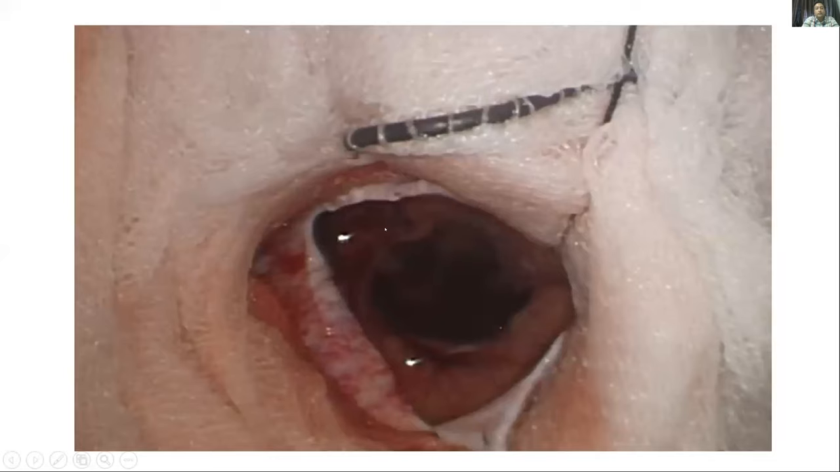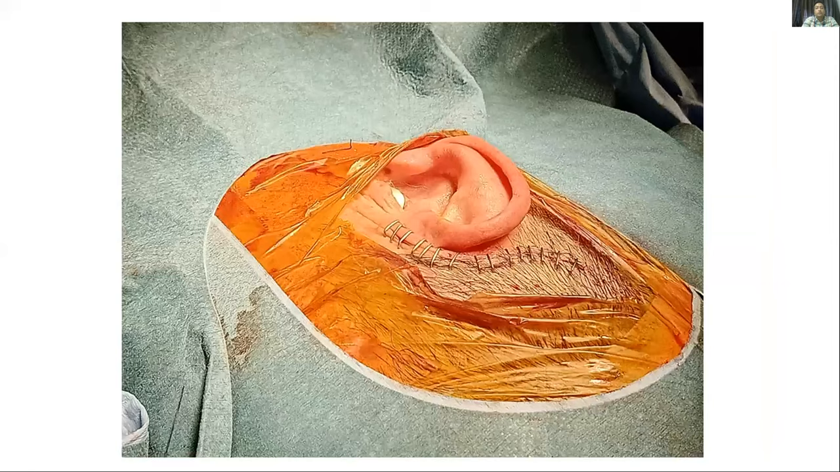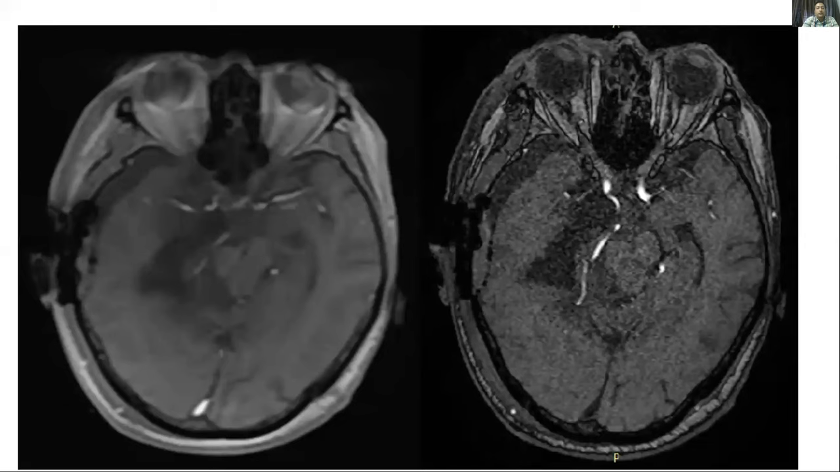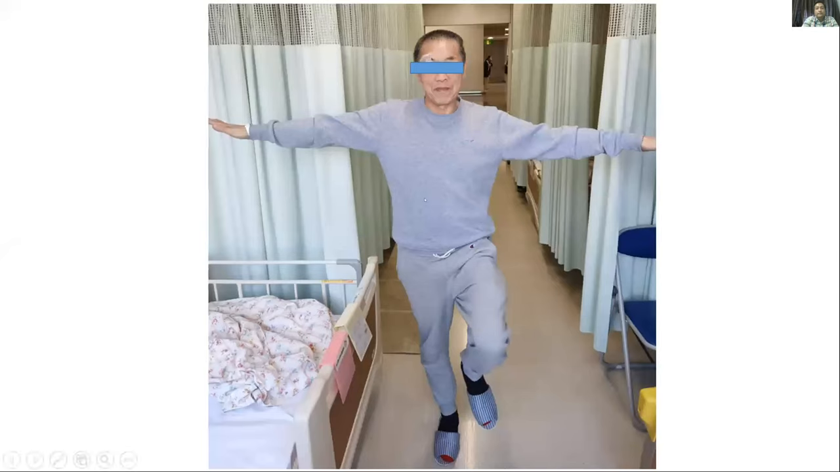And this is at the end of the procedure through that side, the closure part, and this is the post-op CT. The midbrain, which was being pushed medially as well as posteriorly, came back to its normal place. Gross total resection of the tumor was done. This is our patient, who had no neurological deficit in the post-op period.